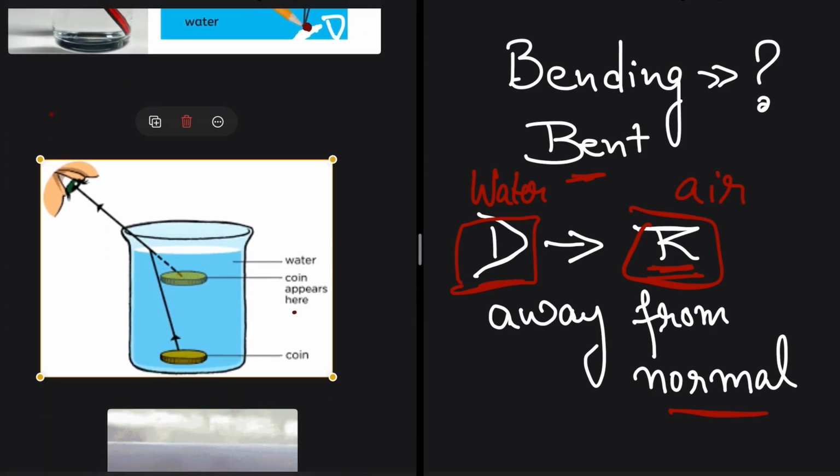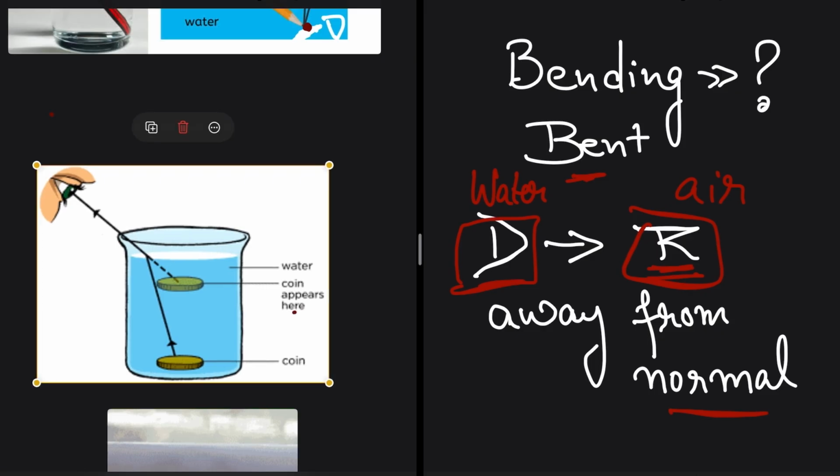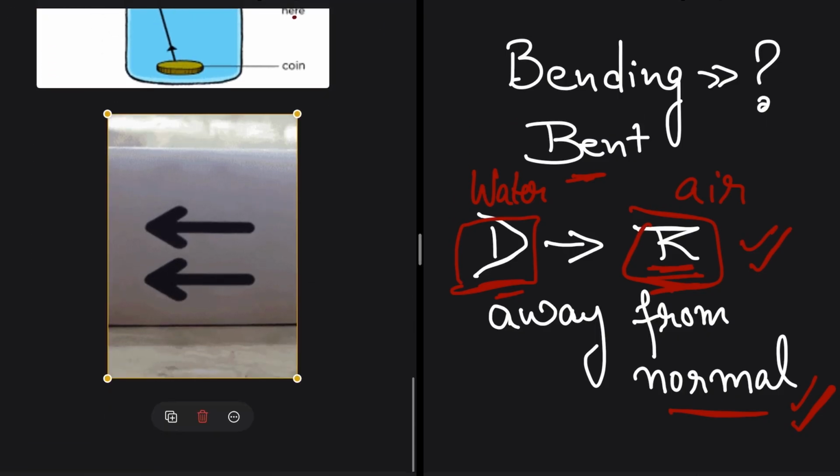Next, it is given to us, the coin appears up in the water when the observer observes from outside. The reason is the same, refraction of light from denser to rarer medium, light bends away from the normal, and the coin appears up. The actual position is what? At the bottom, but because of the bending of light, in which way? Away from the normal, it appears up.